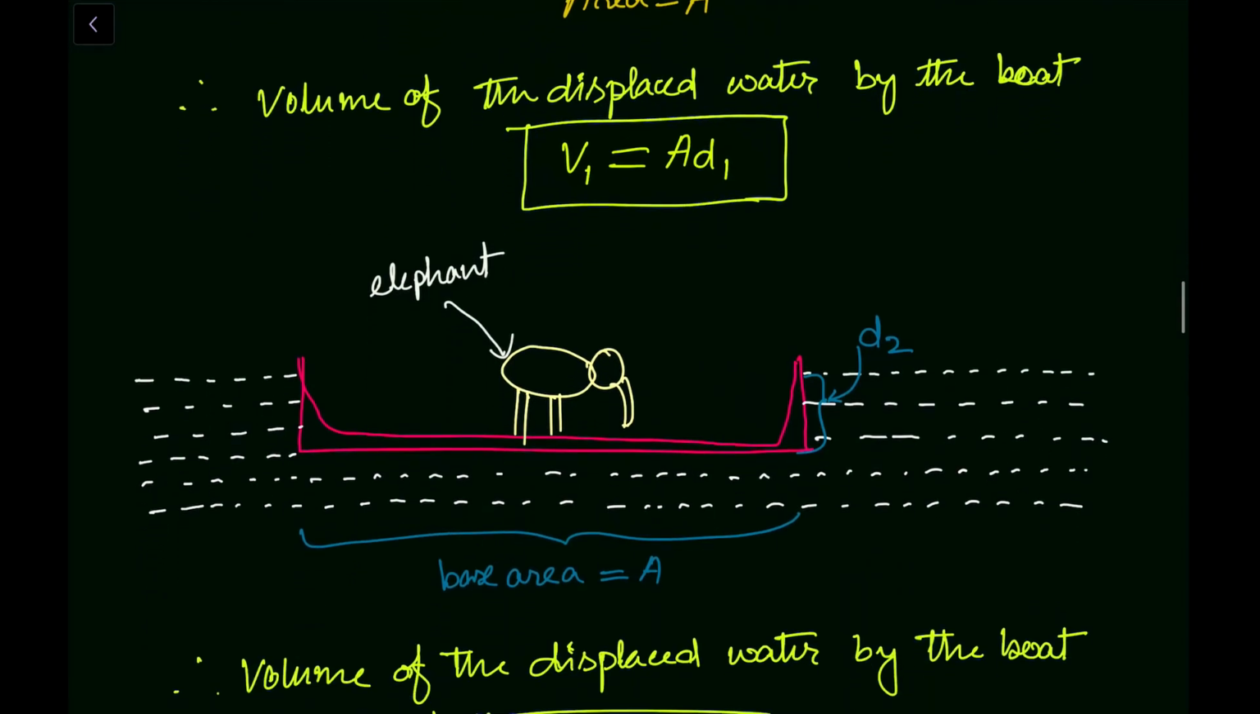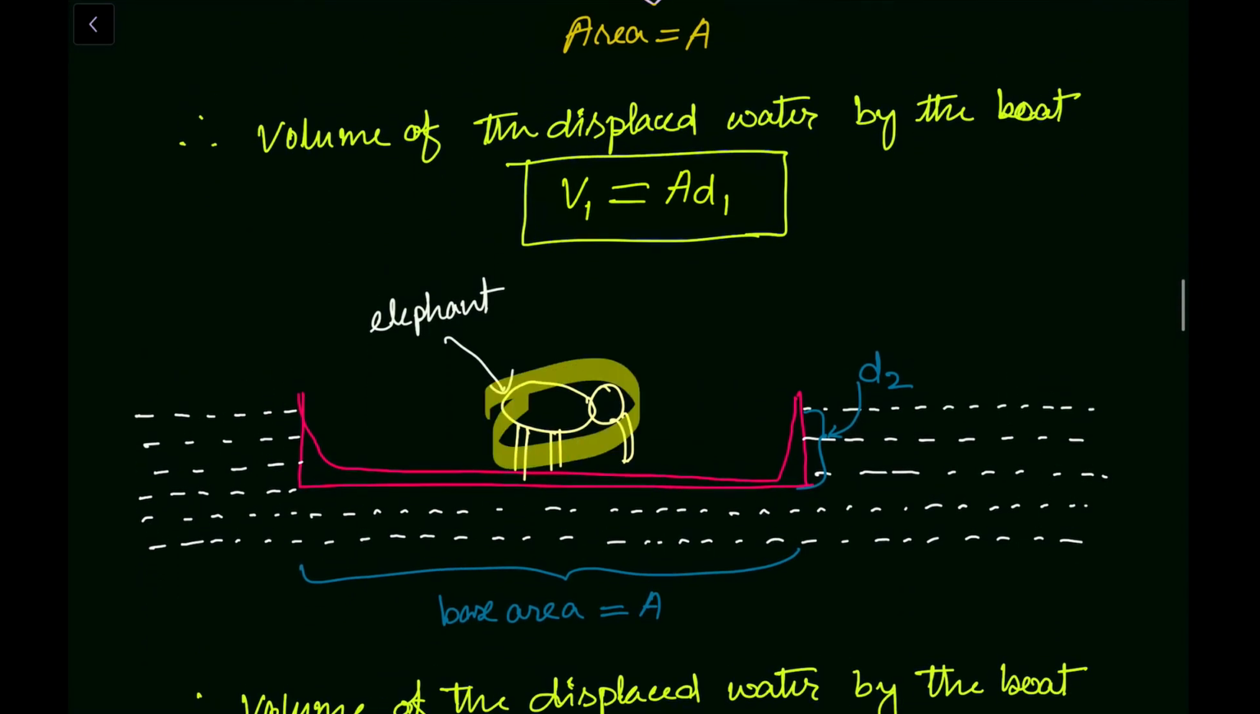Now we have put the elephant here. This is the elephant. I hope you will not make fun of this elephant. So this is the elephant, and here we have the boat. Now this height will increase, and suppose we have a new value D2. D2 is the height now with the elephant.